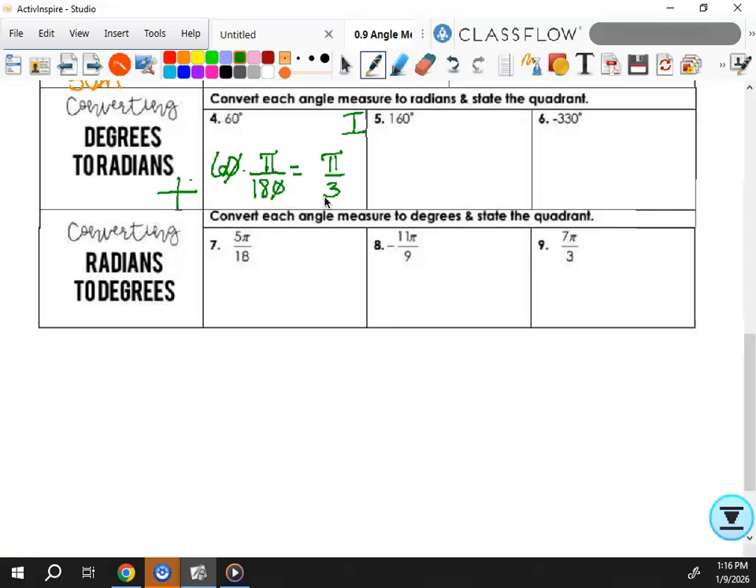So 160, what quadrant is that in? 2, okay, because it's going to be like right before 180, right? So we're in quadrant 2. So I'm going to take 160, I'm going to multiply it by pi over 180, cancel the zeros out. So 16 over 18 reduces to what? 8 over 9. So this would be 8 pi ninths.